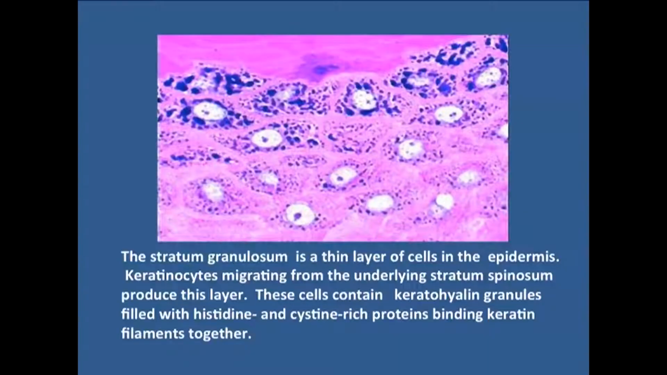Coming to the third layer, this is often called the stratum granulosum. The stratum granulosum is so called because it has granular cells, and these granular cells contain granules called keratohyalin granules, which are formed of protein that is mostly histidine and cysteine rich. And what is their function? They hold the keratin filaments together.